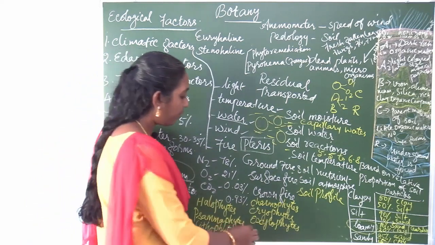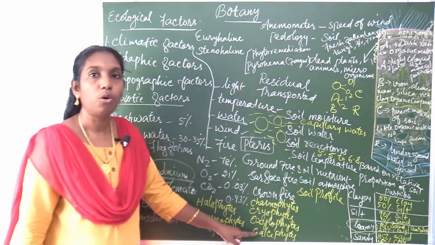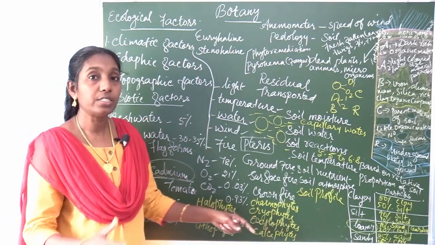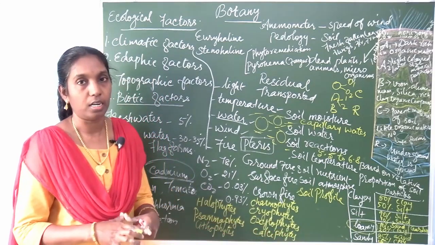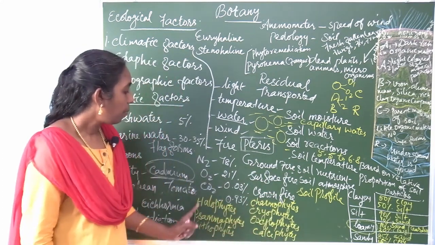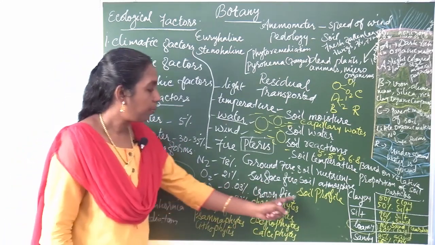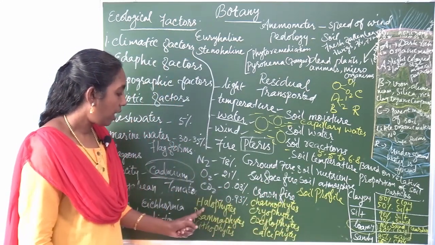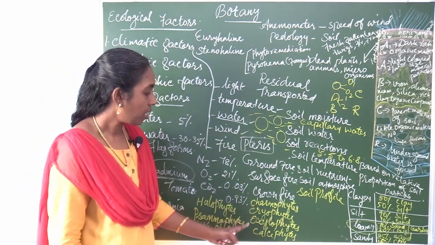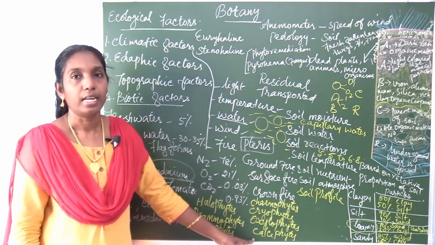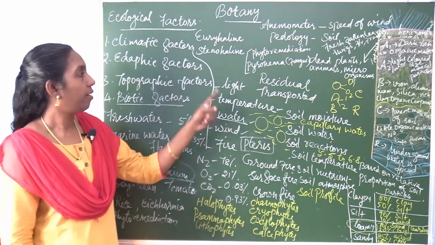And finally calciphytes. These are the plants that grow in calcium-rich alkaline soil. Based on the water retention capacity, the plants or vegetation are classified into halophytes, psammophytes, lithophytes, chasmophytes, cryophytes, oxylophytes as well as calciphytes. So these all come under edaphic factors.